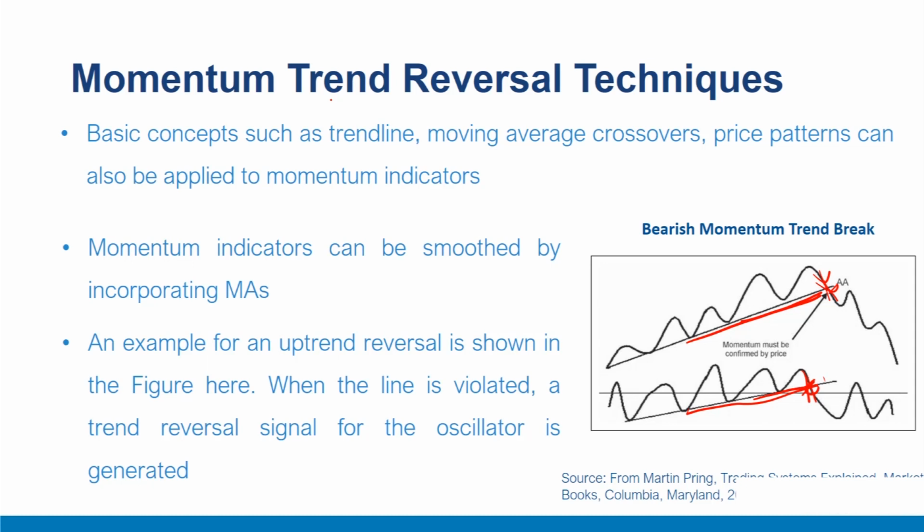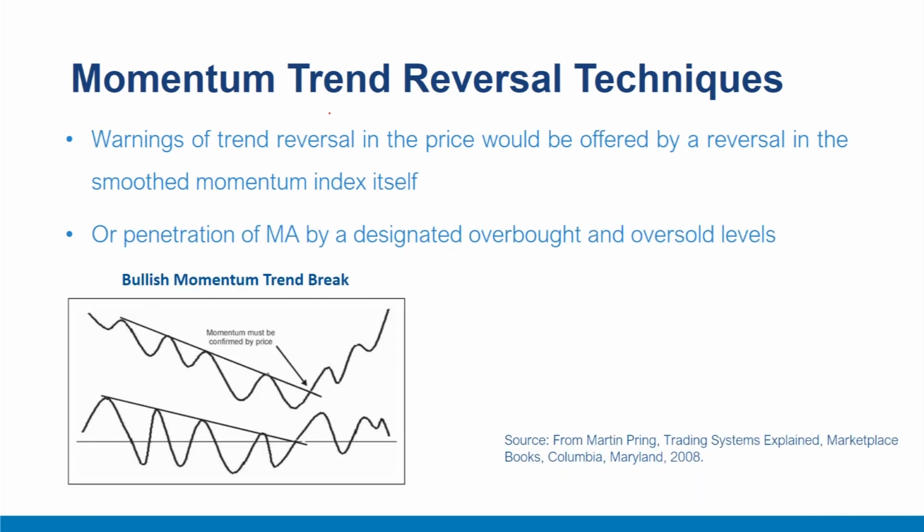These momentum indicators can also be smoothed by incorporating moving averages. Here we have already seen the example of uptrend reversal. The warning of trend reversal in the price should be offered by a reversal in the smooth momentum index itself or penetration of a moving average by designated overbought or oversold levels. For example, here we have signaling a new uptrend featured in the figure. It is possible for momentum trend break to precede that of a price by some time, as we can see here.